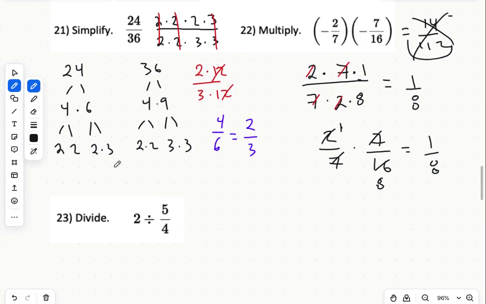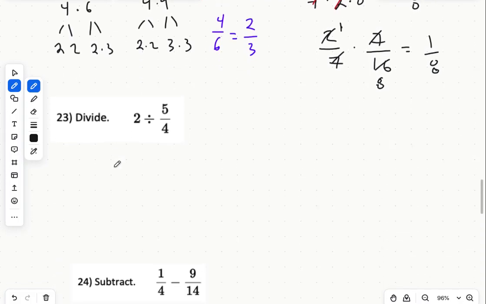For number 23, this one is a divide. So the thing to think of there is, first off, if we have a whole number like that, we can write that as a fraction by just putting a 1 in the denominator. So let's start there. And then second thing is, if you remember, when you divide with fractions, you take the reciprocal of the second one. So dividing is the same thing as multiplying by its reciprocal. So let's rewrite that as 2 over 1, and then times, we flip the second fraction, 4/5.